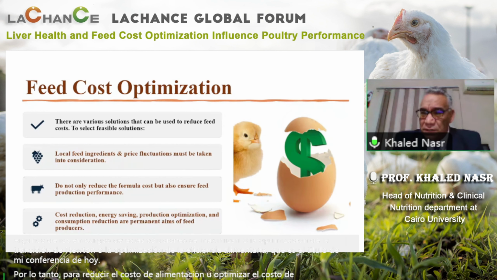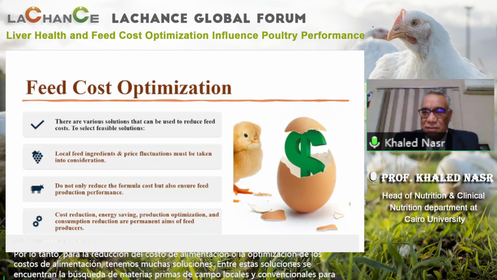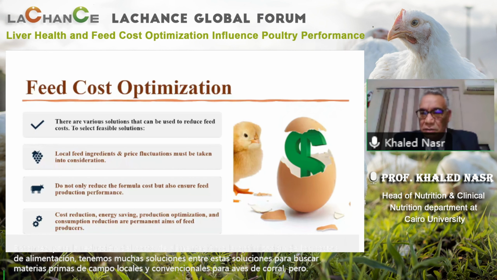Among these solutions is to search for local and unconventional feed raw materials for poultry. But we must consider two important things. First of all, the availability of these unconventional feed raw materials for poultry. The second is that these unconventional feed raw materials must be more cost effective than corn and soya.